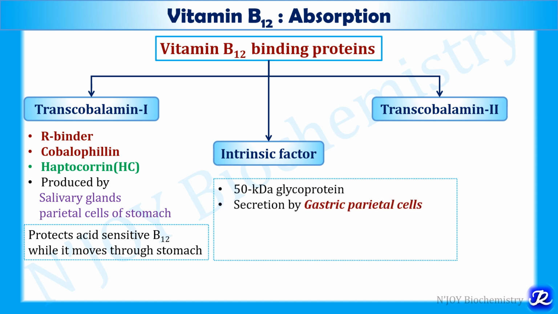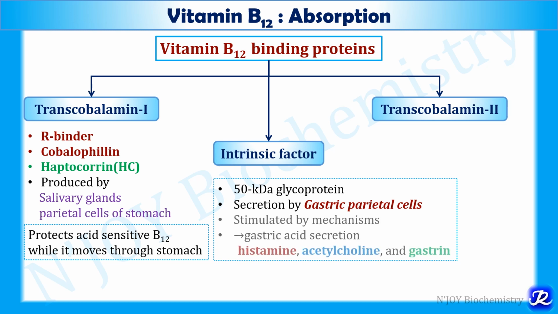The intrinsic factor of Castle is a 50 kilodalton glycoprotein which is secreted by the gastric parietal cells, and its secretion is stimulated by various mechanisms which are involved in gastric acid, that is hydrochloric acid secretion, for example histamine, acetylcholine and gastrin. They stimulate the secretion of intrinsic factor of Castle from gastric parietal cells. And transcobalamin 2 is involved in the transport of methylcobalamin in the circulation.